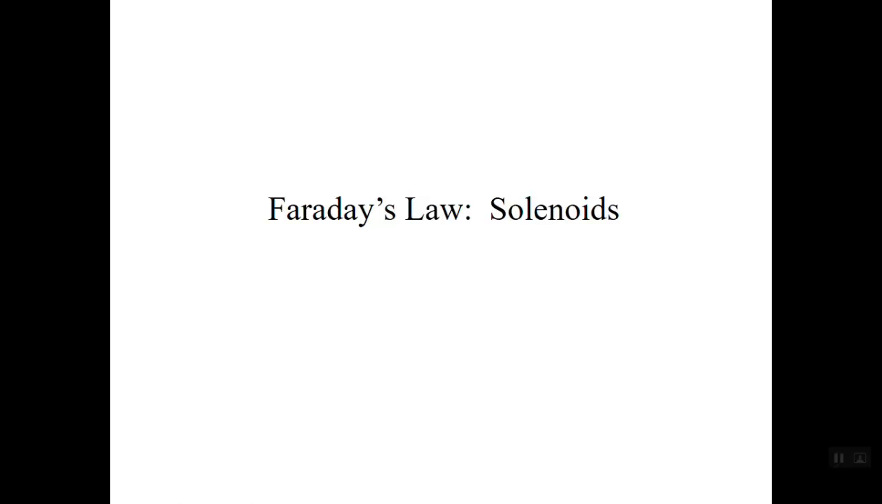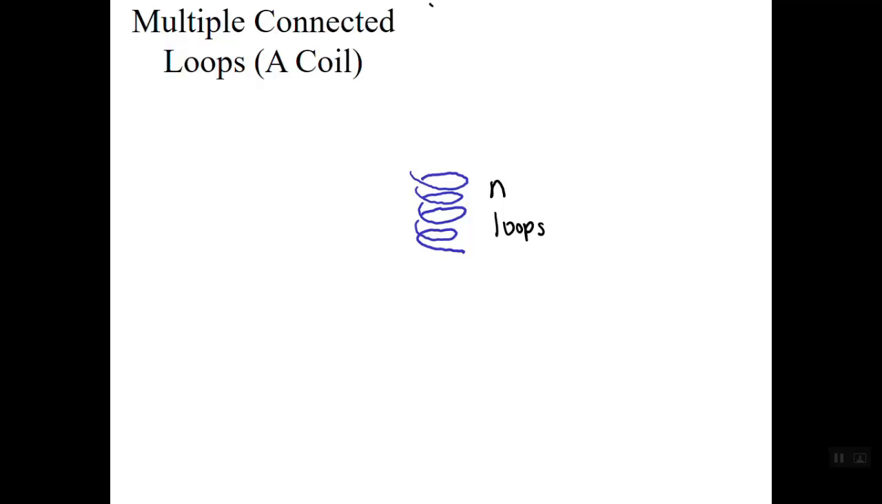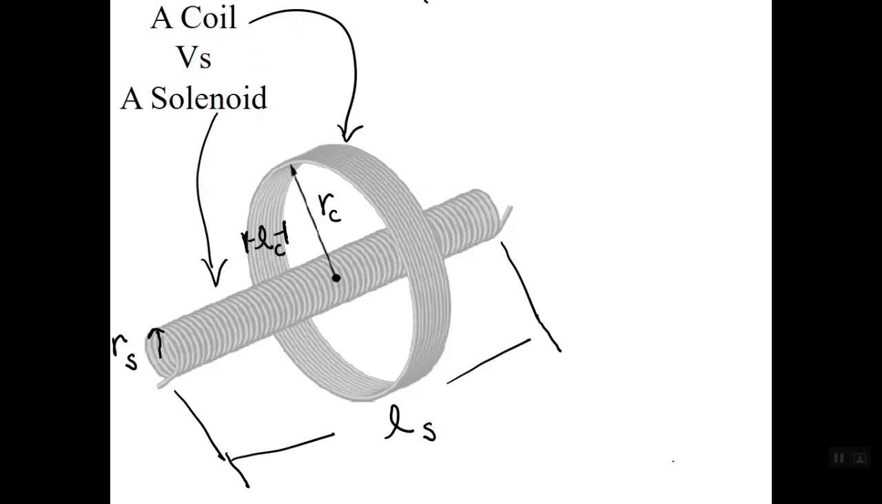In an earlier lecture, we discussed Faraday's law in the context of multiple conducting loops connected together to form a coil. There's another configuration involving multiple connected loops that we call a solenoid. So here we show both a coil and a solenoid together so that we can discuss the key difference.